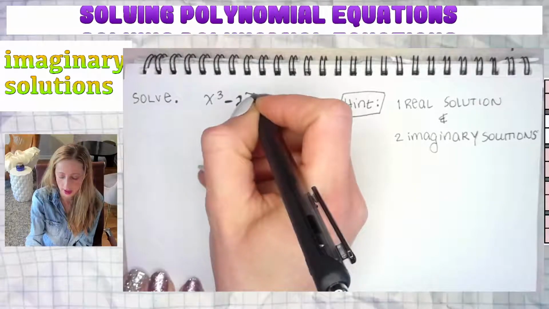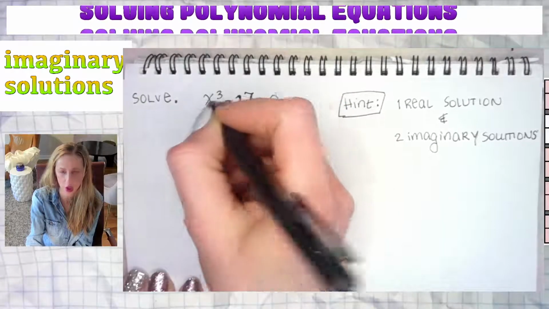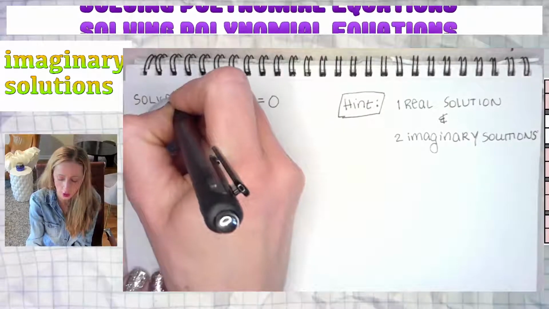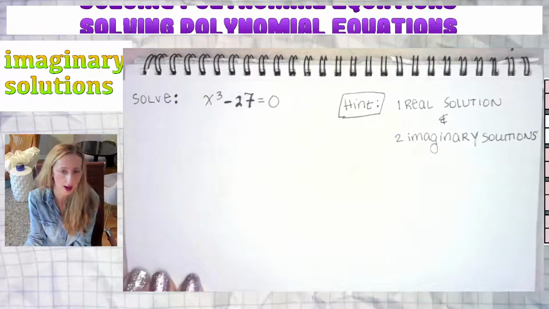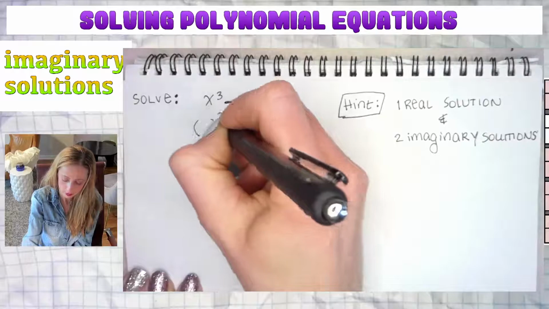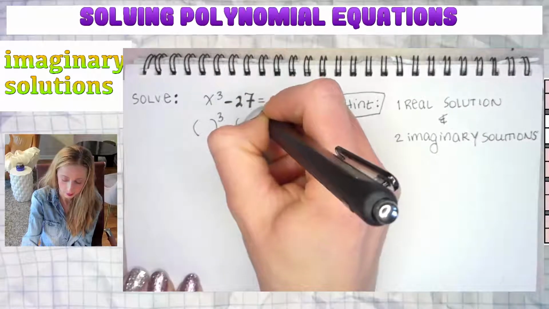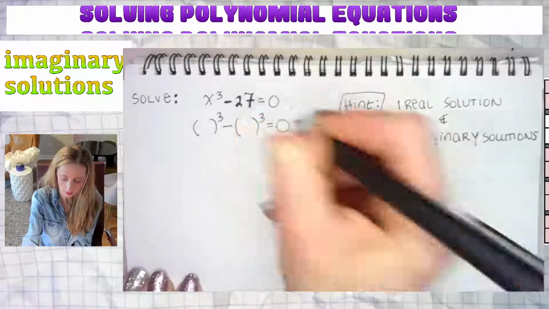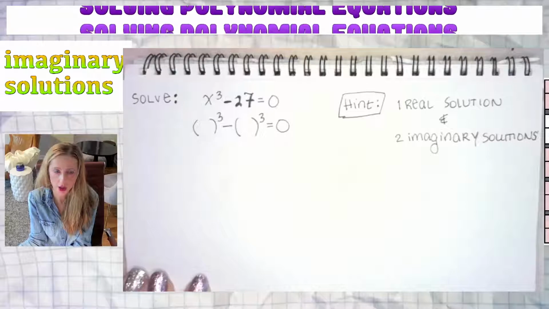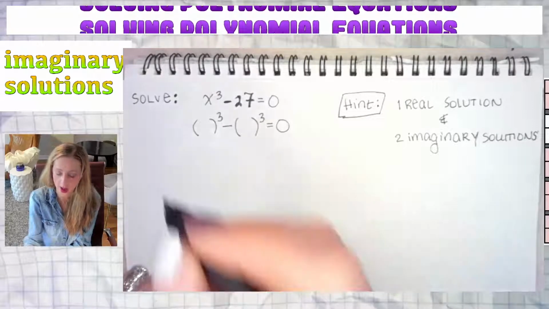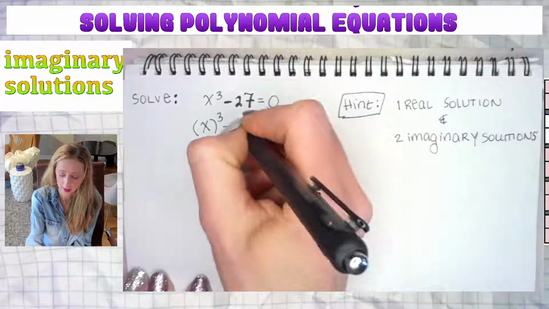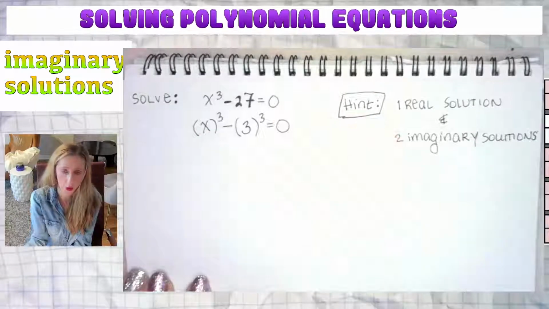27 actually has something in common with x cubed. What does 27 have in common with x cubed? Does anybody know? That's a big hint. X cubed and 27 are both perfect what? Not squares, but cubes. Yeah, they're both perfect cubes.